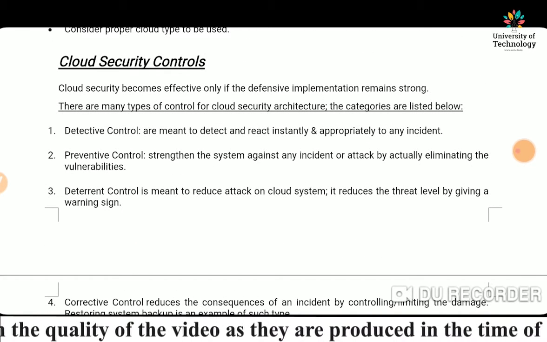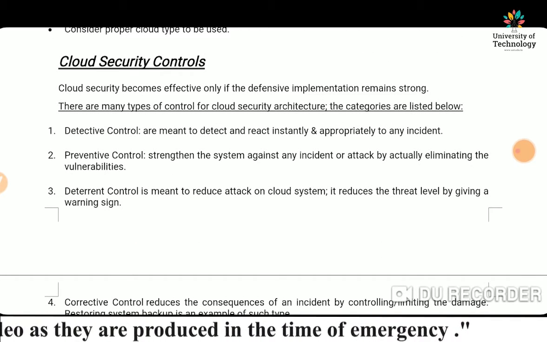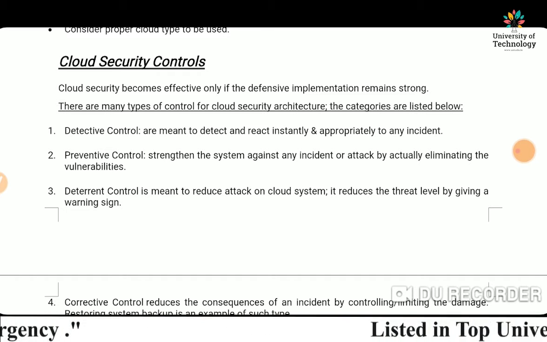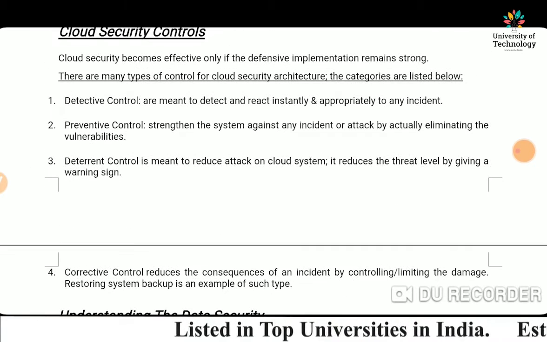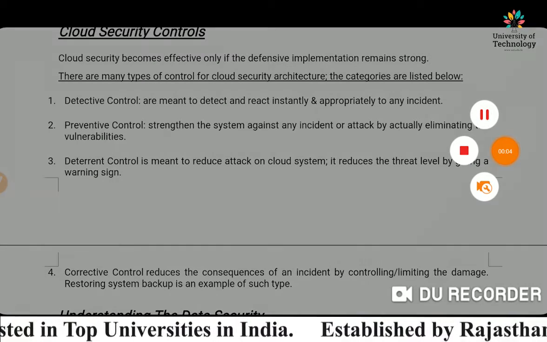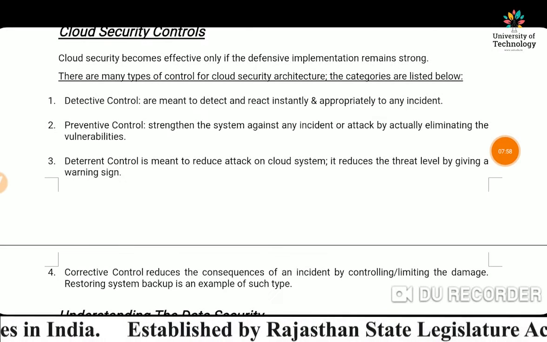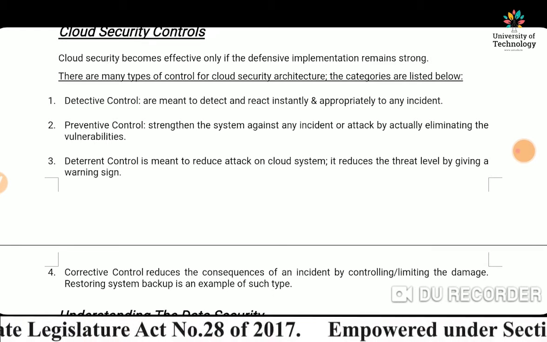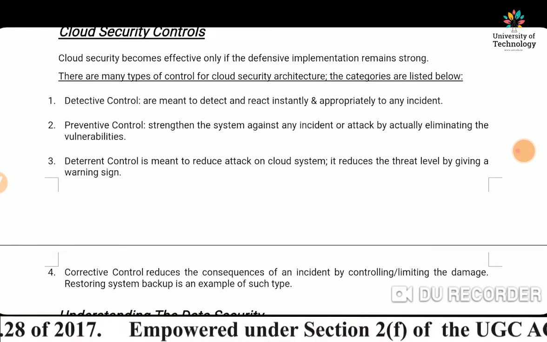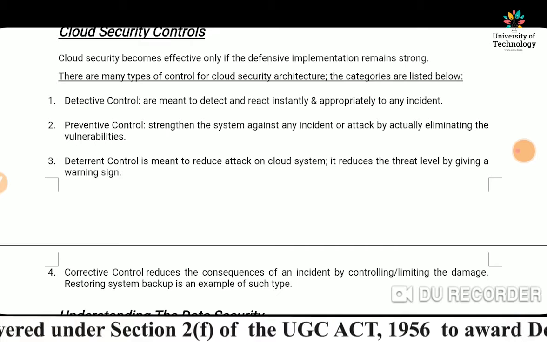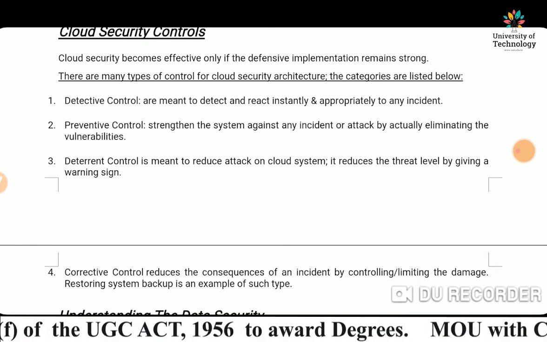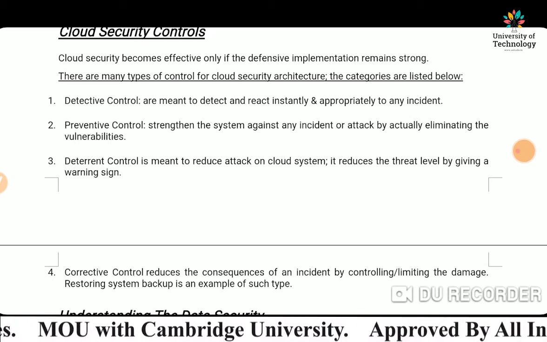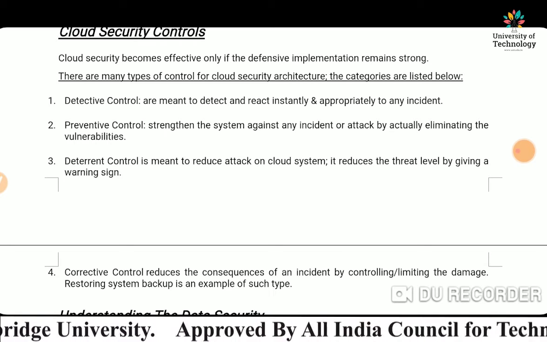So friends, if we talk about the controls, there are many types of control for cloud security architecture. It is categorized into several points. First, detective control, to detect and react instantly and appropriately to any incident. Second, preventive control. Strengthen the system against any incident or attack by actually eliminating the vulnerabilities.